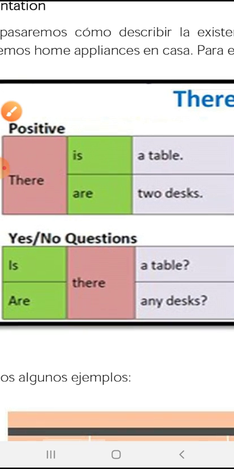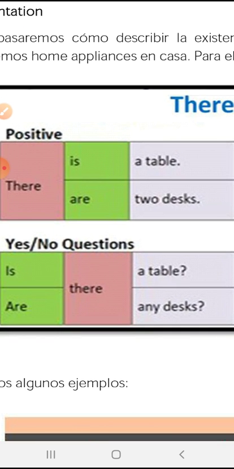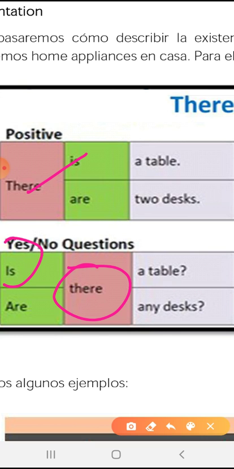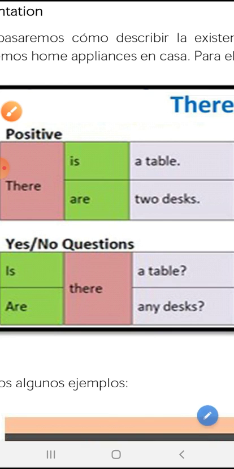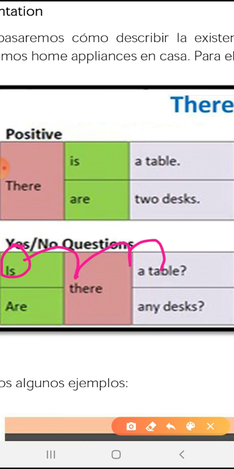Ahora, ¿cómo preguntamos? Imagínate que le quieres preguntar a alguien si tiene algo en su casa, ¿ok? Si la respuesta es there is, en la pregunta solo le cambias el orden. Ya no iría esto primero, sino que ahora iría de segundo. Here you have the example over here. Is there, yes, así se pregunta. Is there, that's the question, okay? Is there a table in your house? Yes, there is a table in my house, okay?